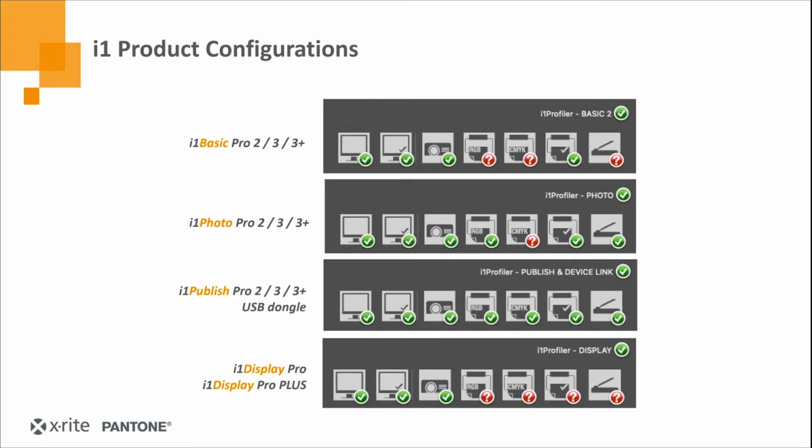Please note, i1 Pro 2 and 3 devices are also often bundled with products from other vendors, like, for instance, RIP or printing systems. In these cases, the devices may not carry any licenses for the i1 Profiler software. But if you want to use such a device with i1 Profiler, you can buy the i1 Publish software with an extra USB dongle, or you can also buy an upgrade code for your device. The product is called i1 Publish Upgrade A. For further information, you may consult an X-Rite dealer.